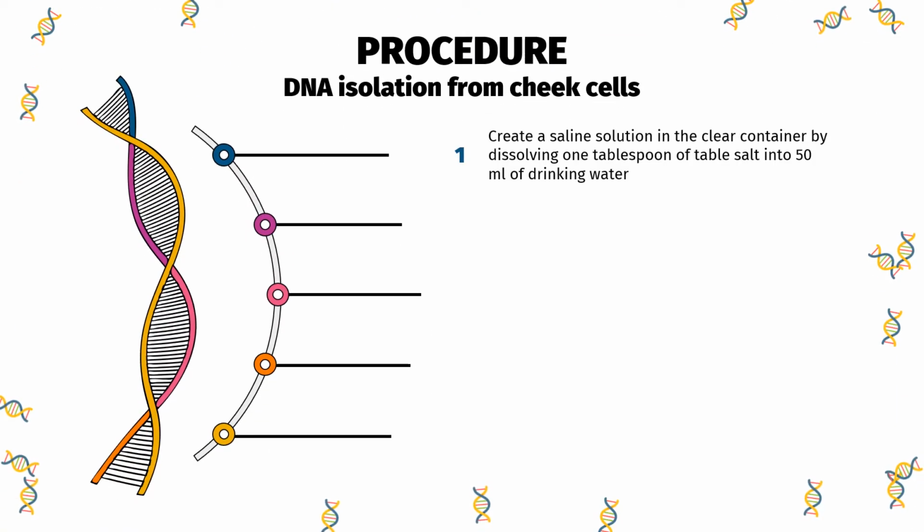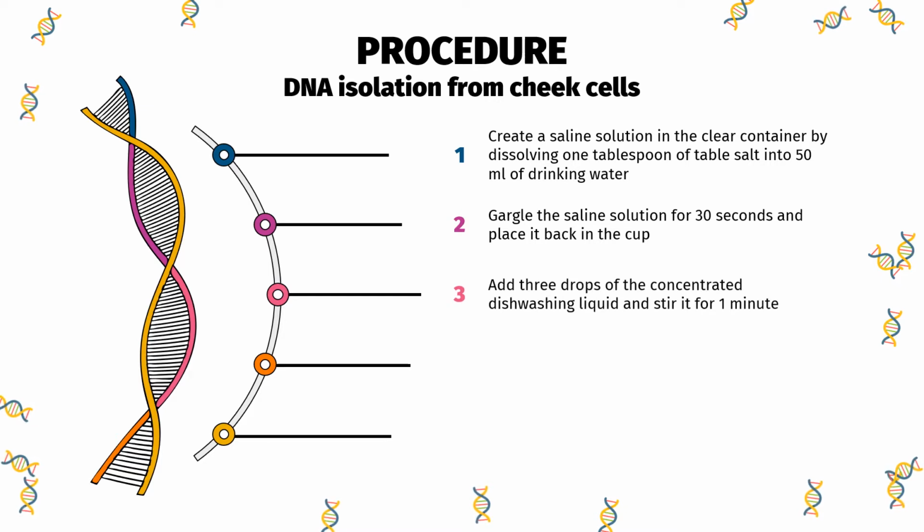The first step was to create a saline solution in the clear container by dissolving 1 tablespoon of table salt into 50 ml of drinking water. In preparation for gargling the saline solution, we cleaned our mouths and scraped our teeth against our cheeks for around 30 seconds. We then gargled the saline solution for 30 seconds and placed it back in the cup.